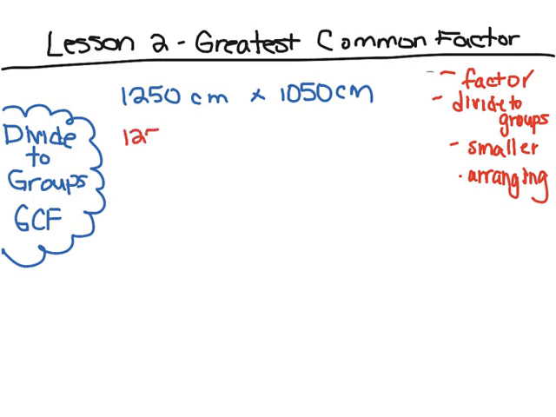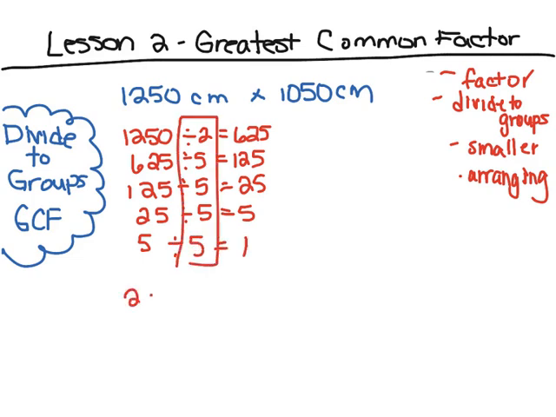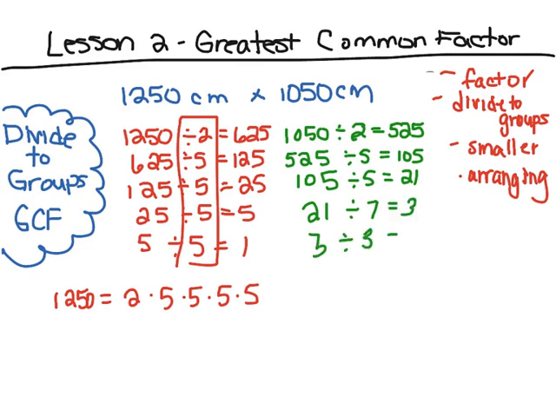So first, 1250 divided by 2 is 625. 625 divided by 5 is 125. 125 divided by 5 is 25. 25 divided by 5 is 5. And 5 divided by 5 is 1. So we have 2 times 5 times 5 times 5 times 5. For the second one, we have 1,050 divided by 2 is 525. 525 divided by 5 is 105. 105 divided by 5 is 21. 21 divided by 7 is 3. And 3 divided by 3 is 1.